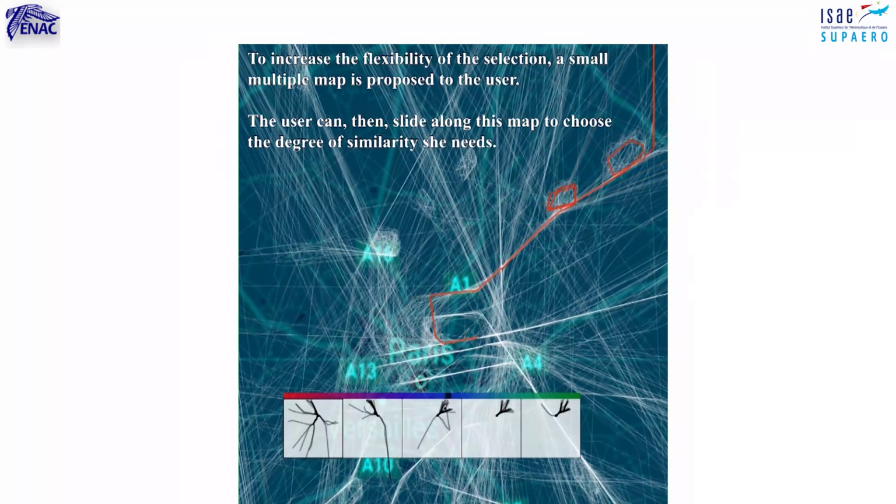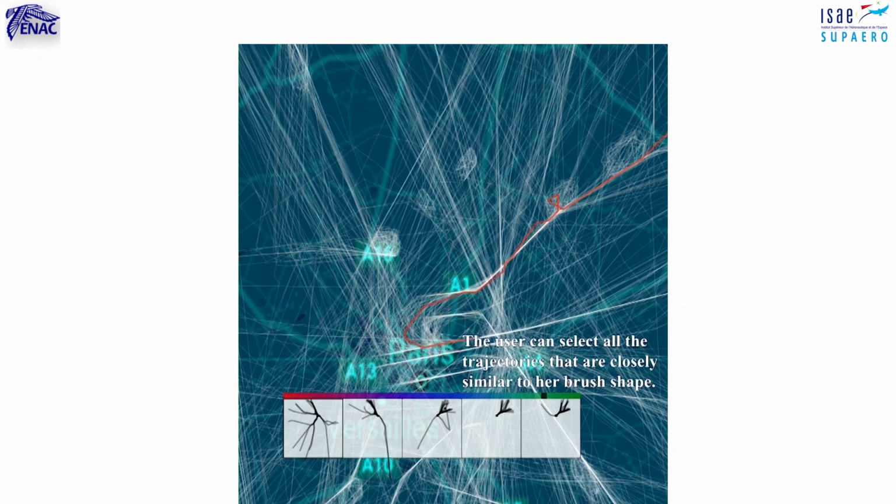The algorithm stores the brushed items into bins. Items can then be sorted in continuous ways from the less similar to the most similar ones. Each bin is then used to visually show the trajectories it contains.